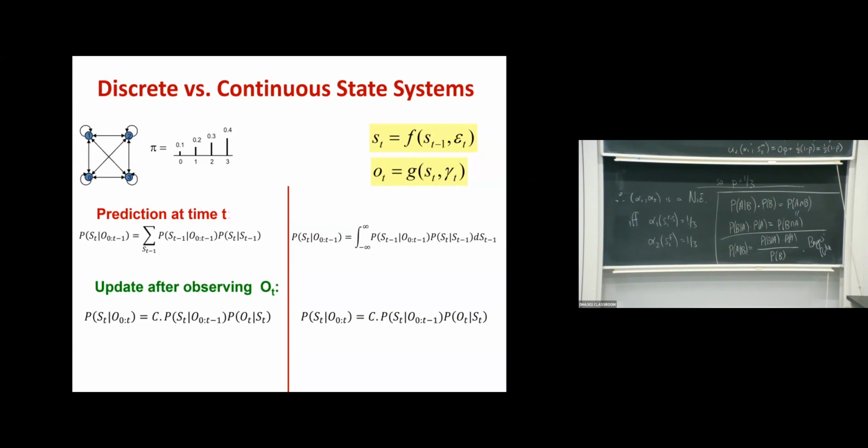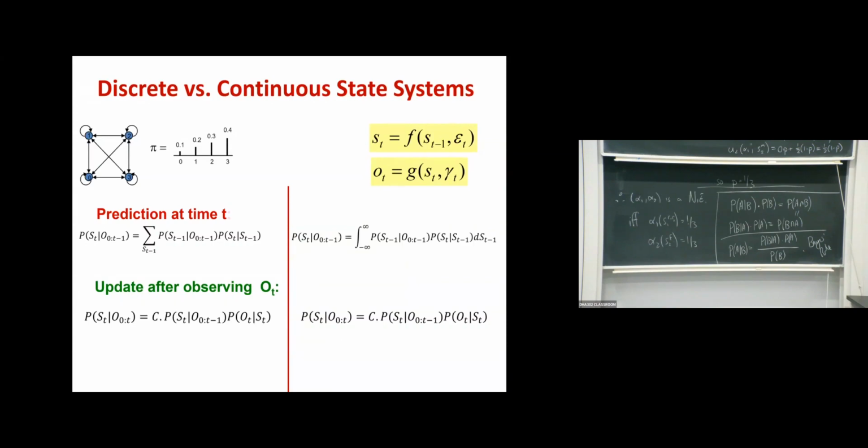For the continuous state version, you're going to be integrating over all possible states at time t minus 1 and then factoring in how you would transition from that state to the target state, right? And so this gave us the predicted belief in the state at time t, given all observations.